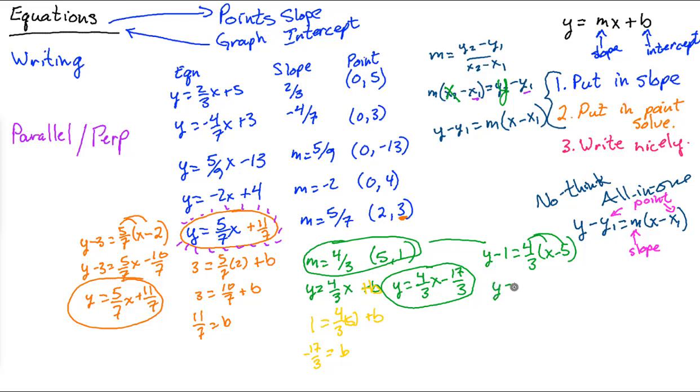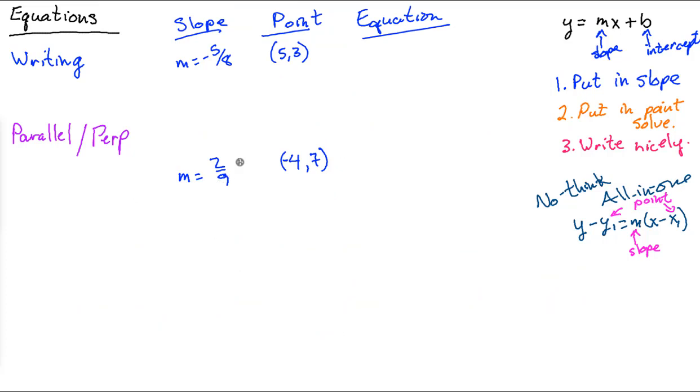So we get y minus 1 equals 4/3 x minus 4/3 times 5, which is 20/3. And then when we add 1, that's adding 3/3 over there. So we get 4/3 x minus 20/3 plus 3/3 is minus 17/3. Is that not the slickest way you've ever seen to work with that? Yeah, it's great. All right, so here are a couple of problems to give a try to.